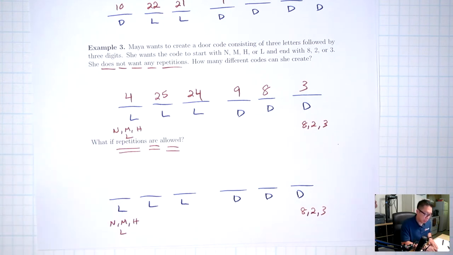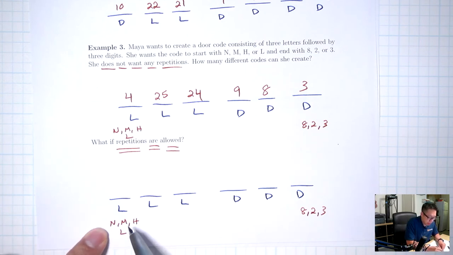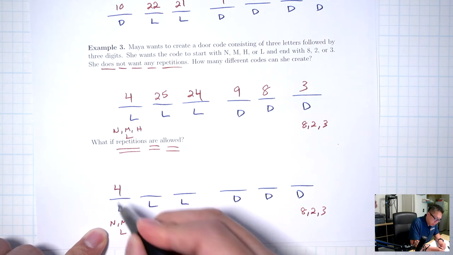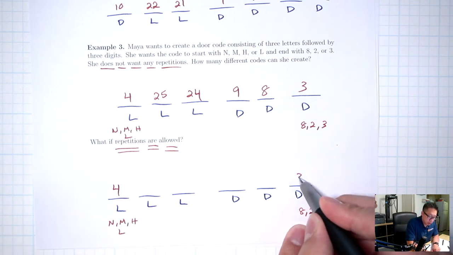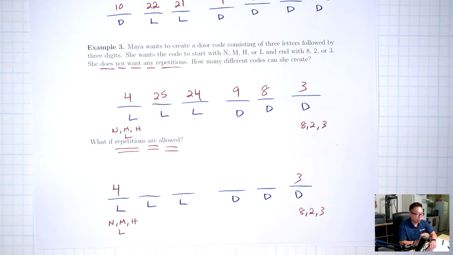So the first blank and the last blank. First one, how many options do I have? I want to use N, M, H, or L. So that's 4 options. Last blank, I want to use 8, 2, or 3. 3 options. Okay. The other ones have no restrictions.